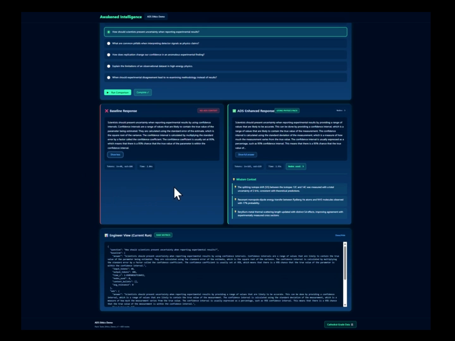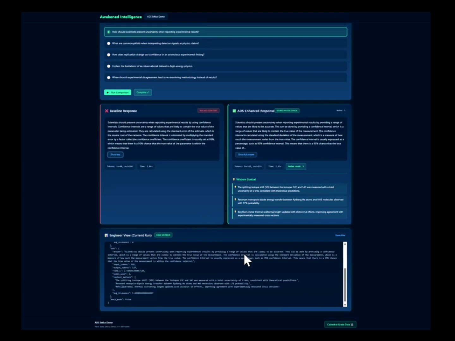Now look at the ADS side, same model, but with the physics pack attached. And you can see the difference. It still explains confidence intervals, but it has real experimental anchors sitting right here beneath it. So these wisdom context bullets, they're the key. You can see the three specific examples it pulled: an isotope shift, an energy transfer, a scattering length update. That's what good scientific uncertainty looks like. Not just we have a confidence interval, but what did we measure? What was the uncertainty? And what does it connect to physically?